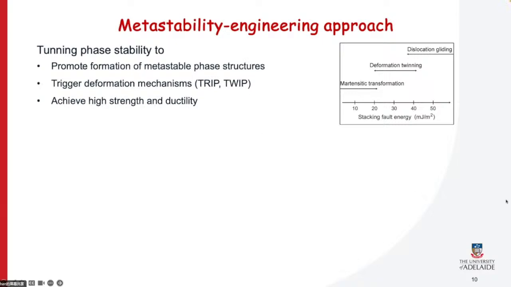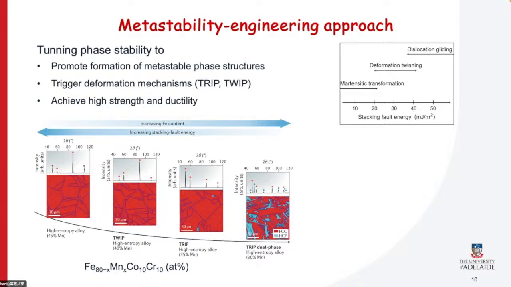The metastability engineering approach is not something new. It has already been widely used in high manganese steel and the titanium alloy to promote strain-induced phase transformation. High-entropy alloys are very suitable for applying metastability engineering, since the high-entropy alloy concept widens the alloy design window for tailoring phase stability, stacking fault energy, and also the associated deformation mechanism. Therefore, the metastability engineering approach has been successfully applied into several high-entropy alloy systems.